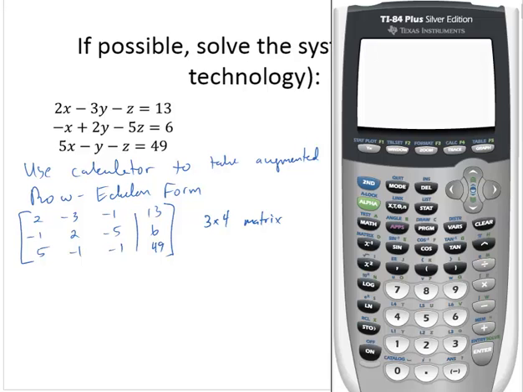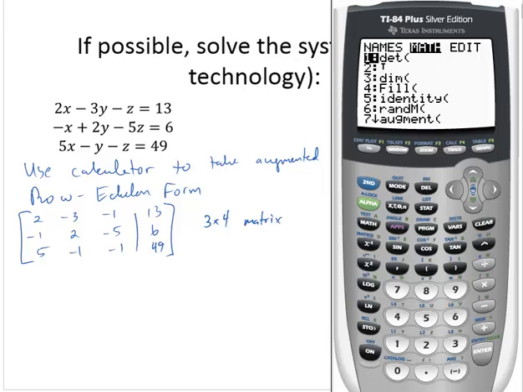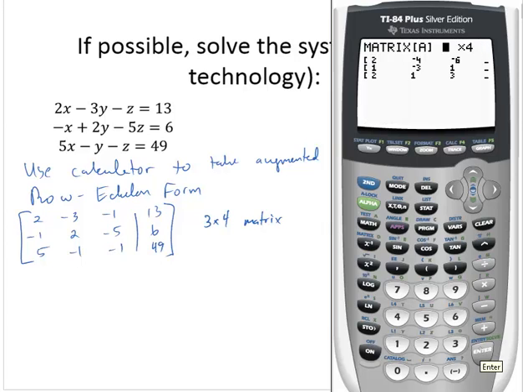Alright, so I'm on the calculator and go to my matrix menu, which is the second function of the x to the negative first. Alright, and I'm going to edit. Let's just use matrix A. It asks me first how many rows and columns. So 3 rows, 4 columns. Type those numbers in if they're not the same.